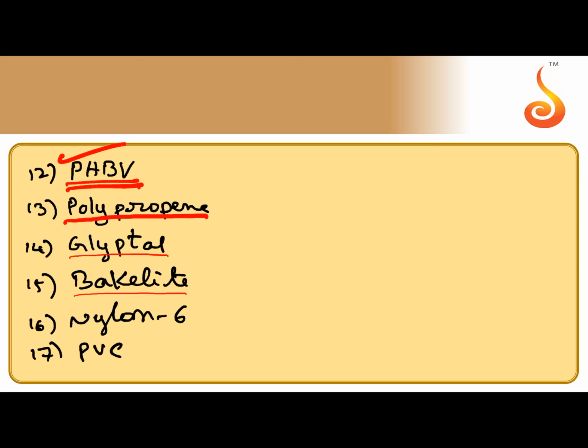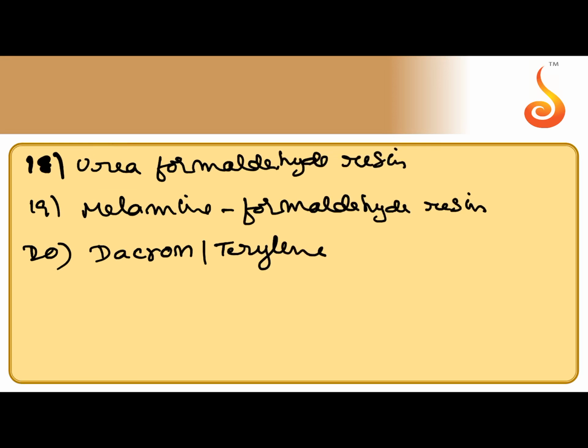Glyptol, bakelite, this is obtained via Novolac. Nylon 6, this is homopolymer. Caprolactam is the monomer. PVC, polyvinyl chloride, vinyl chloride is the monomer. Urea formaldehyde resin, formaldehyde and urea both are monomers. This is copolymer. So melamine formaldehyde resin, melamine and formaldehyde both are monomers.